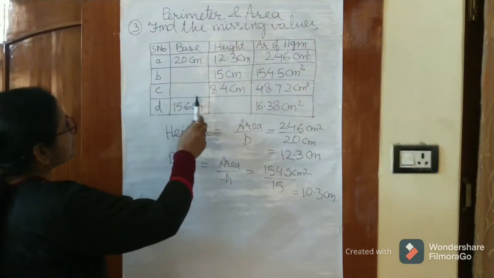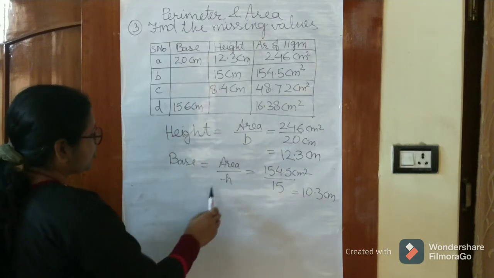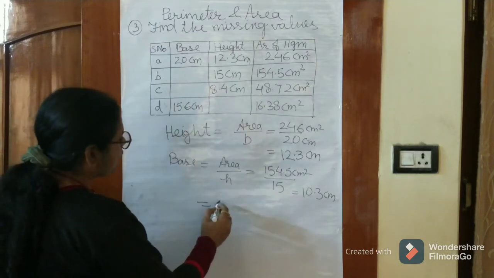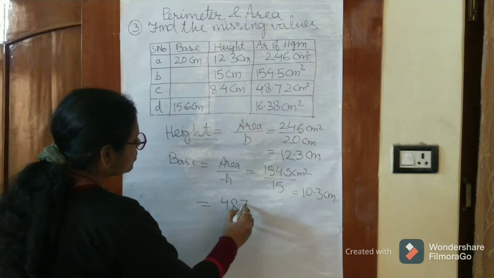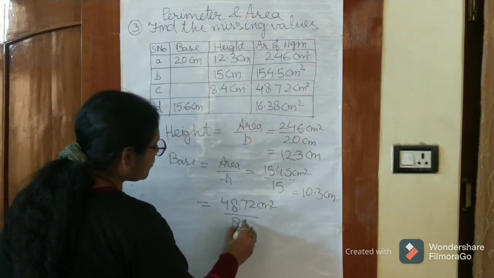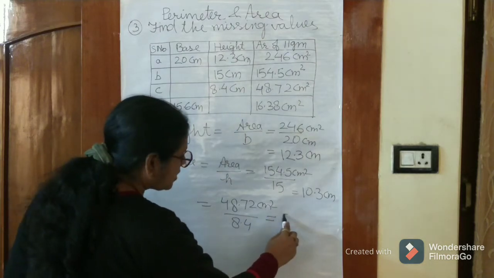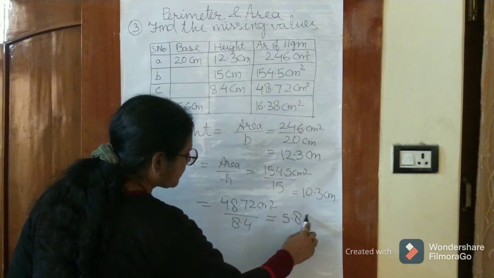Now the third part. In the third part again the base is to be found. The formula is here. So 48.72 centimeter square upon 8.4. If you calculate, you will get 5.8 centimeter.